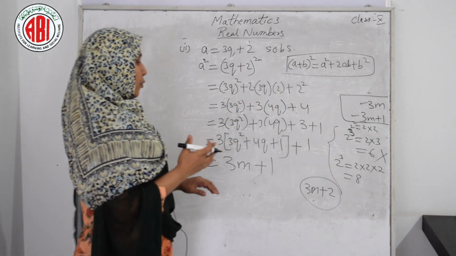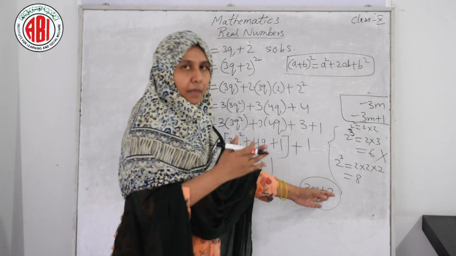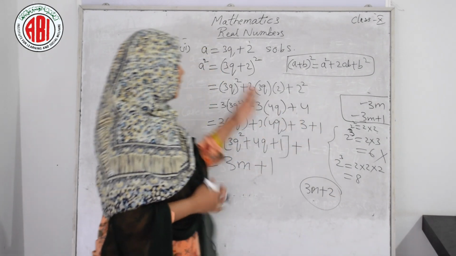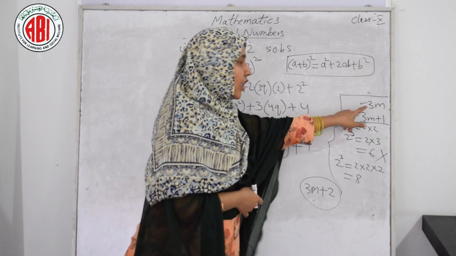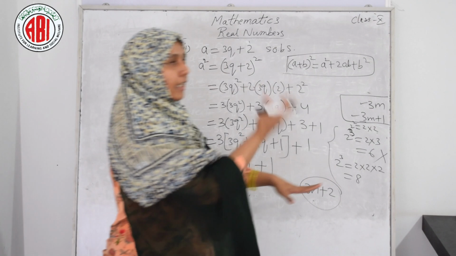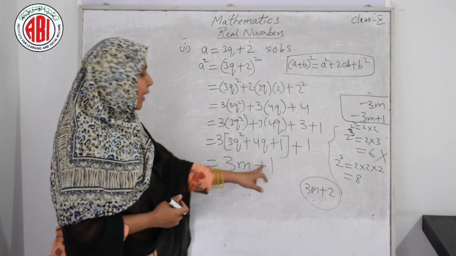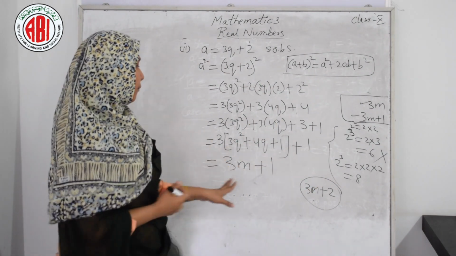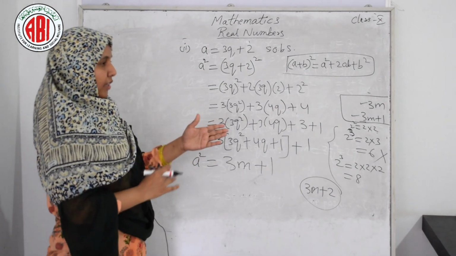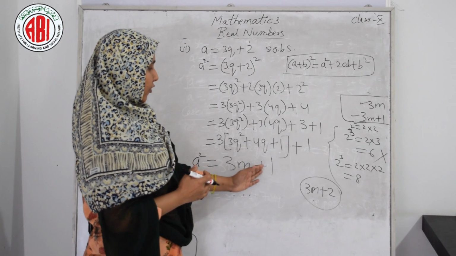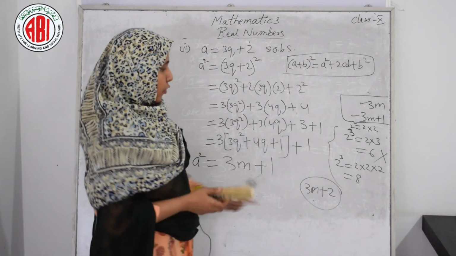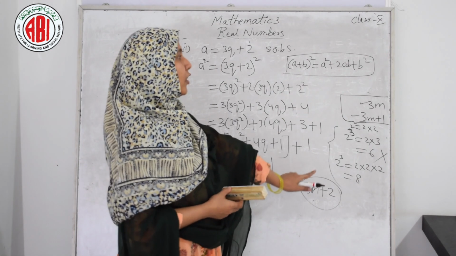In some textbooks the question given is wrong. 3m plus 2, it is not like that. In all the 3 cases, in the first case we got 3m, in the second case we got 3m plus 1, and in the third case also we got 3m plus 1, not 3m plus 2. So the square of any positive integer comes in the form of 3m or 3m plus 1. Hope you have understood, and the mistake also I think you have understood.